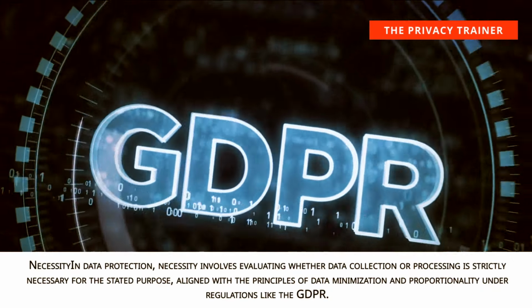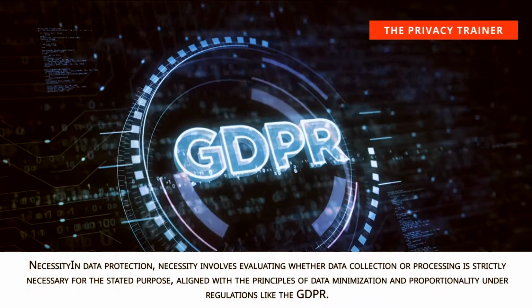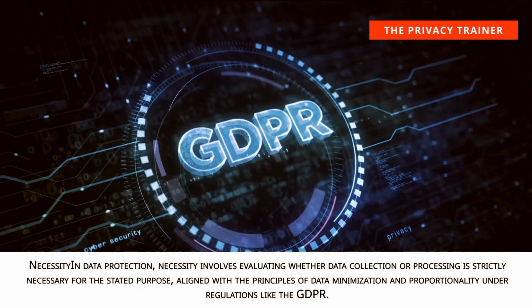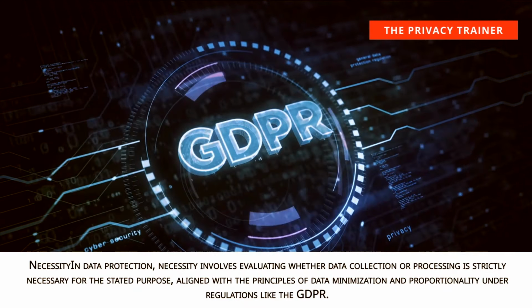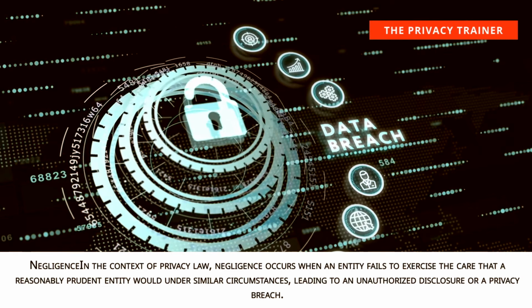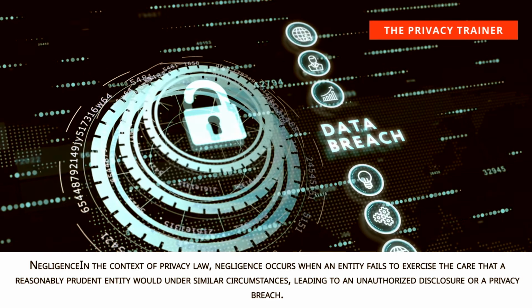Necessity in data protection. Necessity involves evaluating whether data collection or processing is strictly necessary for the stated purpose, aligned with the principles of data minimization and proportionality under regulations like the GDPR. Negligence in the context of privacy law. Negligence occurs when an entity fails to exercise the care that a reasonably prudent entity would under similar circumstances, leading to an unauthorized disclosure or a privacy breach.